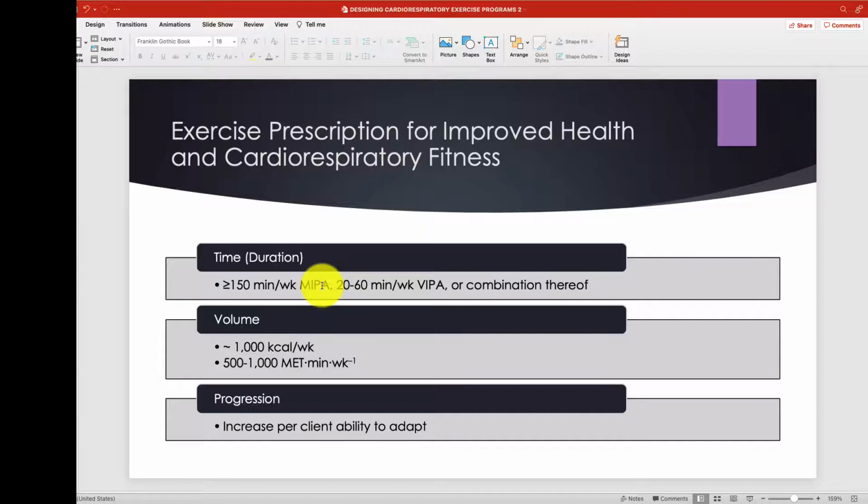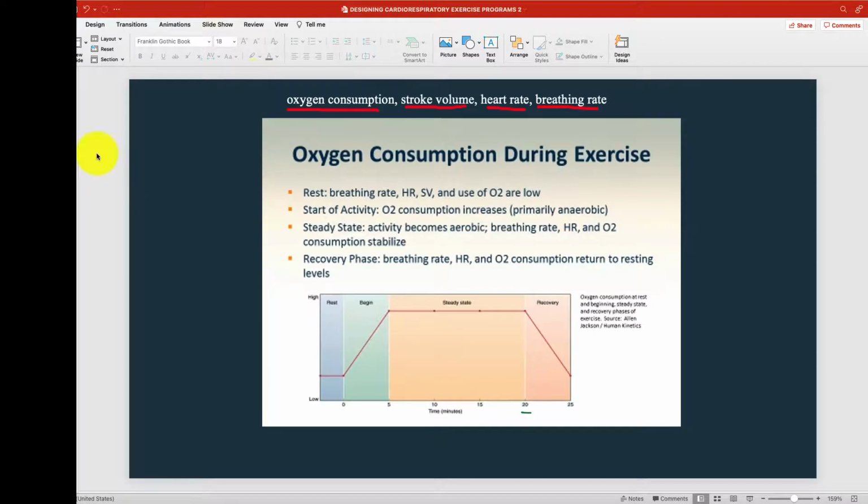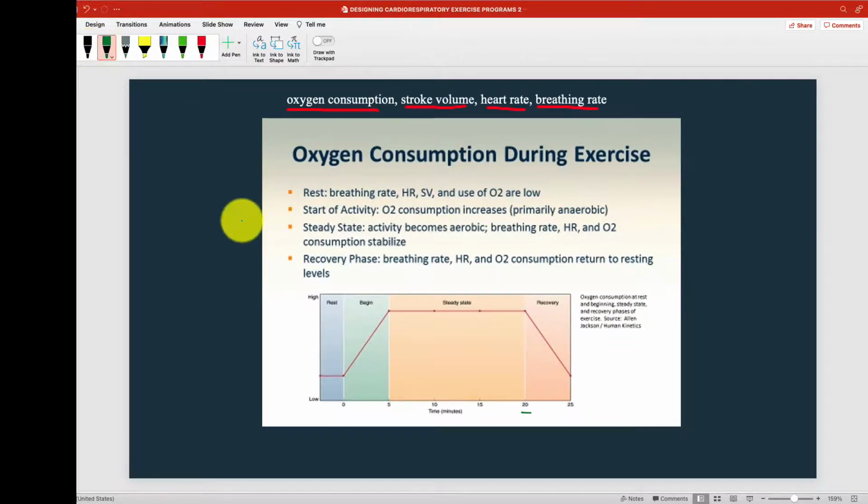And to achieve the greatest amount of fitness, it's got to be within 20 to 60 minutes. And why is that? Now this is making sense, I hope. This is why I showed you this picture that's not in your textbook, but I figured it would do good to have this picture for you. It's got to be 20 to 60 minutes because we're not even using oxygen at a steady state until we get 5 minutes in, right? And if you're deconditioned, this might be even longer.